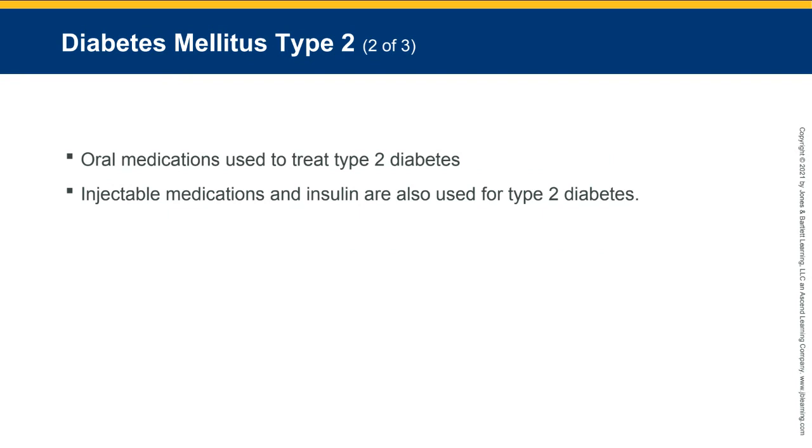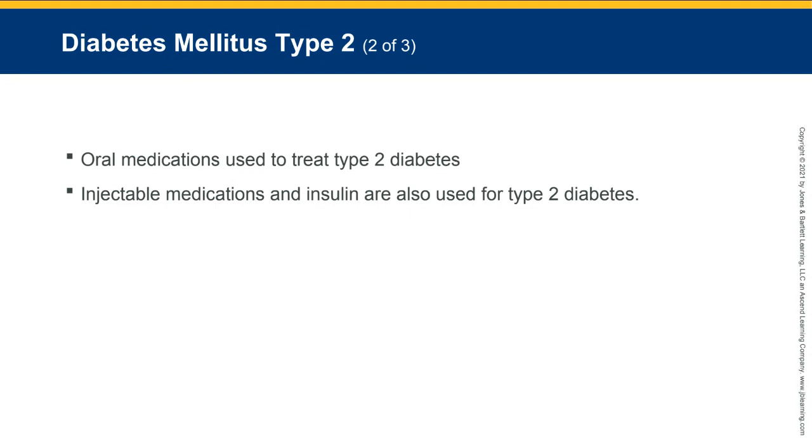So these are the patients who are most commonly placed on medication. They can be on insulin, but more commonly they're going to be on an oral medication. So oral medication is used to treat type 2 diabetes, as well as injectable medications. They can be on insulin, but it's not common for them to be on insulin. So medications and insulin can be used for type 2.